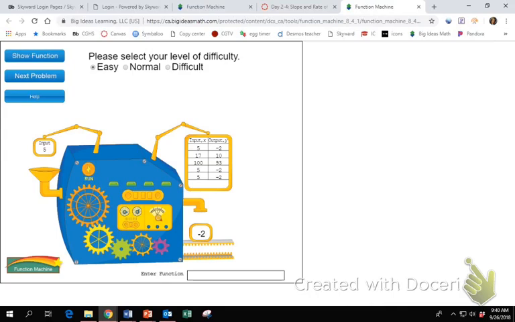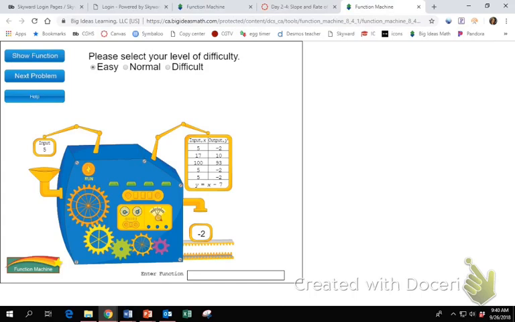Does anybody know what's happening? What are we doing with these x's to get these y's? Anybody see a pattern there? Yes? Subtracting 7. So our function is y equals x minus 7. So when I put a number in, I subtract 7 from that number, and that gets me my output.